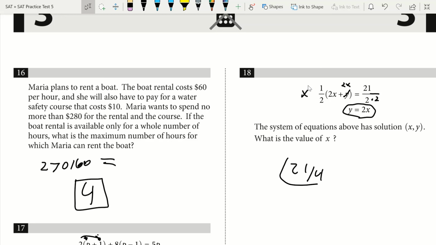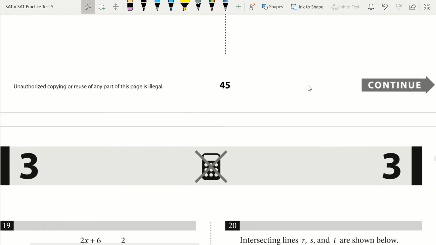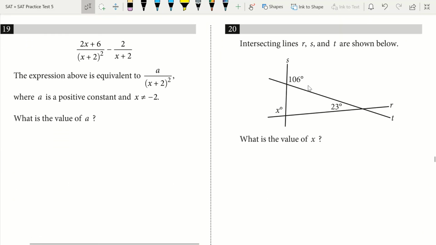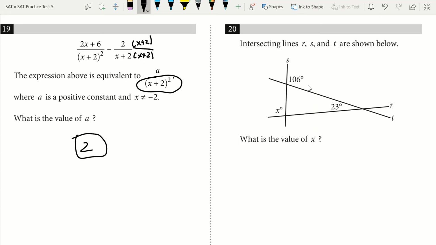Alright, question 19. The expression above is equivalent to a over x plus 2 squared, where a is a positive constant and x does not equal negative 2. What is the value of a? Alright, well, what I'm going to do here is get a common denominator by multiplying by x plus 2 over x plus 2. I do that, I get 2x plus 4. So now I have 2x minus 2x, which gives me 0x, and then I have 6 minus 4. 6 minus 4 will give me 2, so I'll have 2 over x plus 2 squared, so my value of a will be 2.